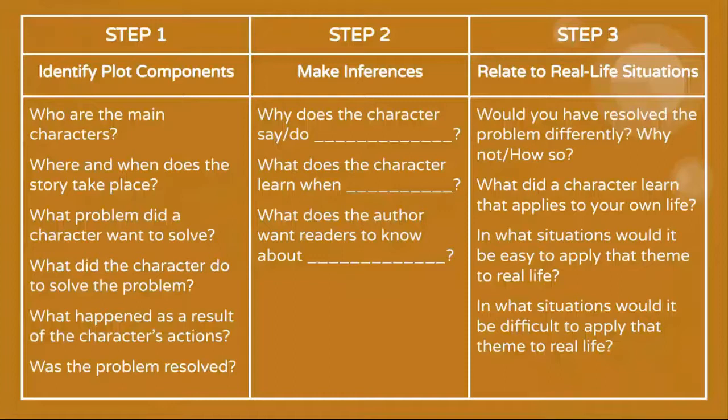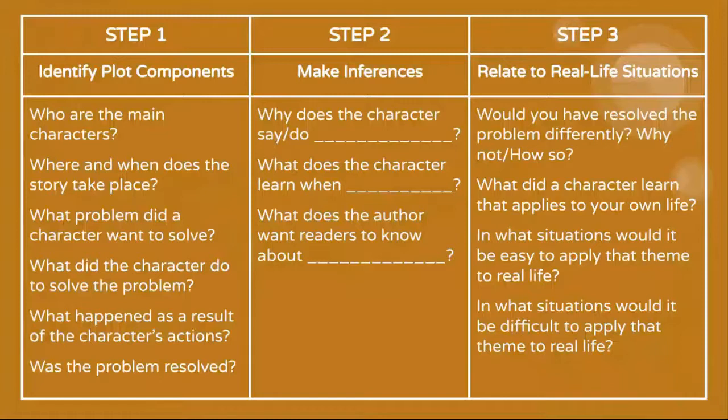So the first step that I think is helpful to figuring out a theme idea is to figure out what's happened, right? Who the people are in the story, where it takes place, when it's happening, what problem is occurring, what did the characters do to solve the problem or process the problem, what happened as a result of the character's actions, and was the problem ever resolved? Once you can identify what the story is generally about, what happened to the characters, what their actions were, you can then start to ask inference questions.